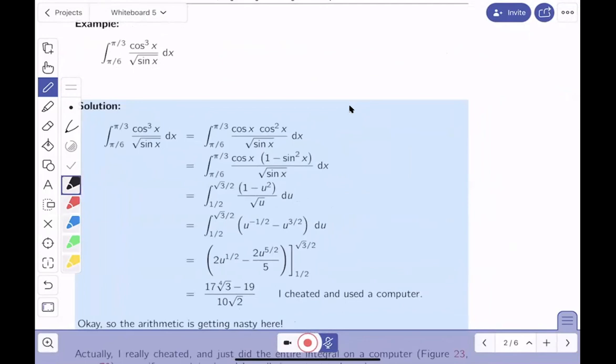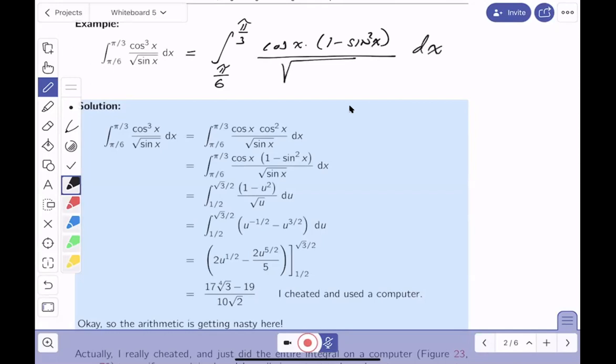So what did they say to do? I'll write this down for you. This is pi over 6. This is a definite integral, to pi over 3. They said save one of the factors. I'll write that down for you. And then they said, I'm getting a little better at it, rewrite the remaining cosines in terms of the sine. So what would be remaining? Cosine squared, that's going to be 1 minus sine squared x. Then you get dx over root sine x.